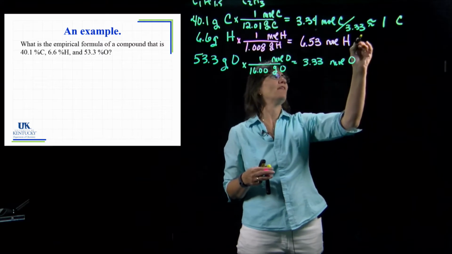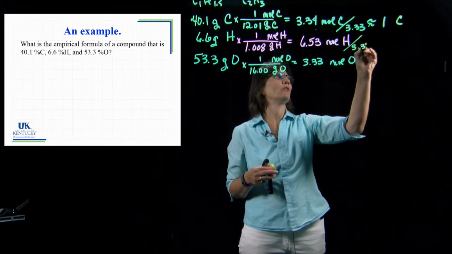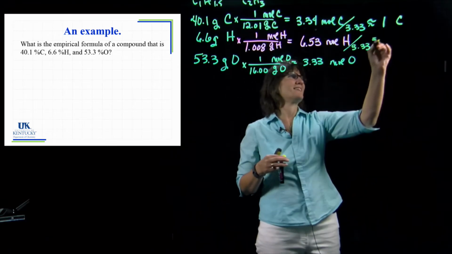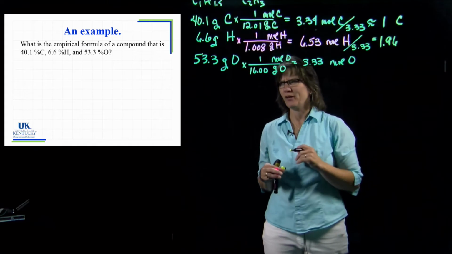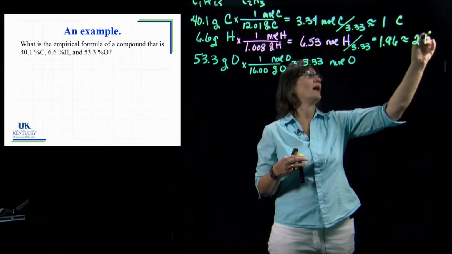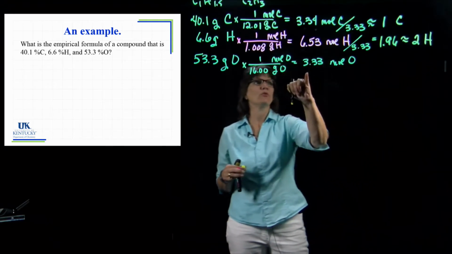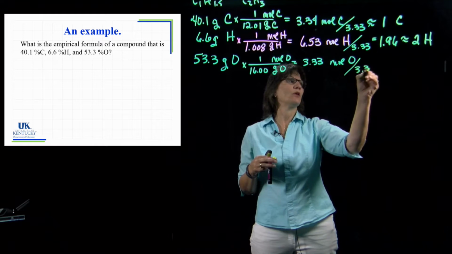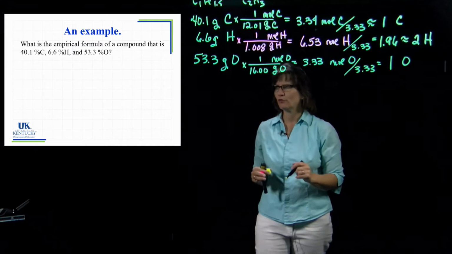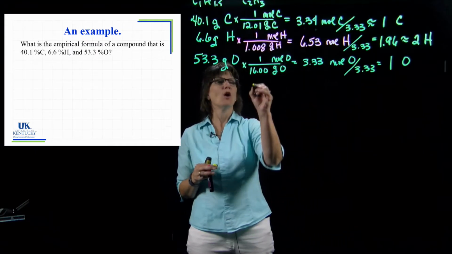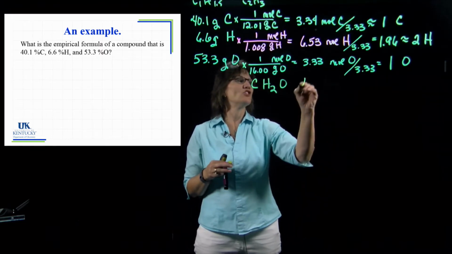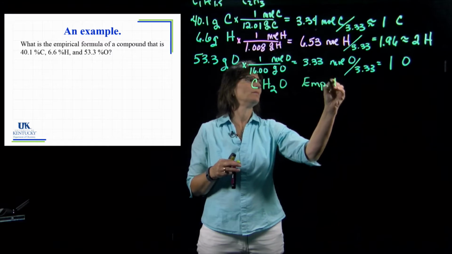I take 6.53 and divide by 3.33. Now when I divide that, I don't get exactly 2. It's 1.96, okay? And we're not going to do 1.96. 1.96 is very, very close to 2, so there would be 2 hydrogens, okay? And then 3.33 divided by 3.33 would be 1 oxygen. So now I know the empirical formula for this compound. The lowest whole number ratio is CH2O.